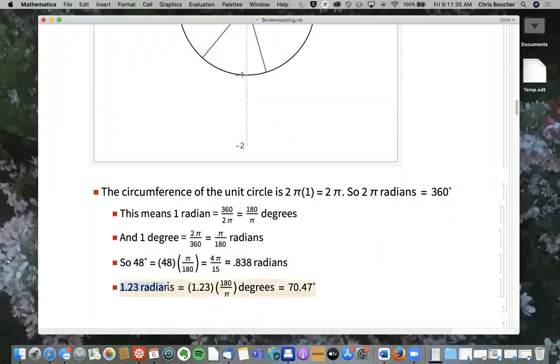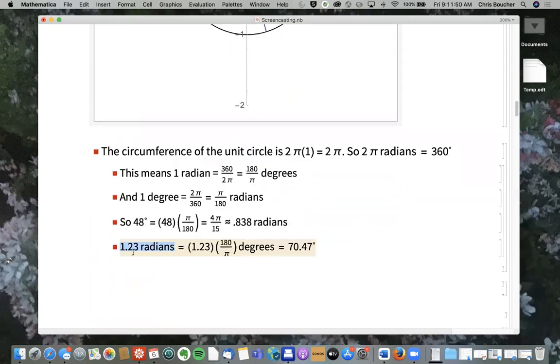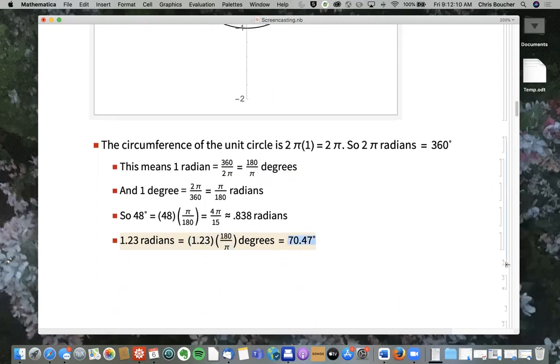If I have some radian measure, say 1.23, notice a radian is considerably bigger than a degree, right? So we saw up here, a radian is a good chunk of the circle, whereas 1 degree is a tiny angle. But if I have some angle in radian measure, I know that 1 radian is this many degrees. So 1.23 radians is 1.23 times that many degrees. And if you do this blue highlighted calculation on your calculator, it comes out to be about 70.5 degrees.